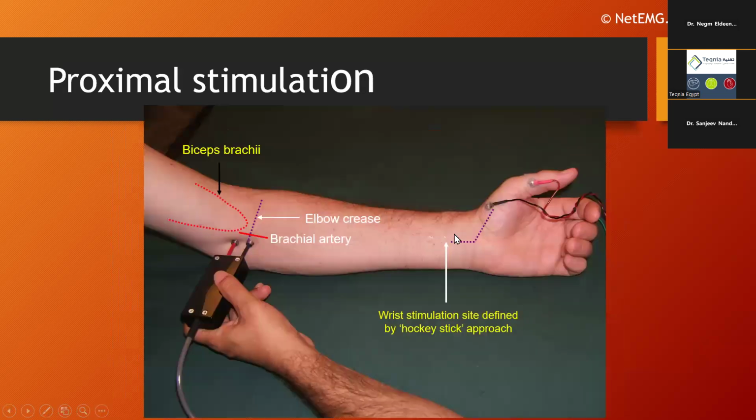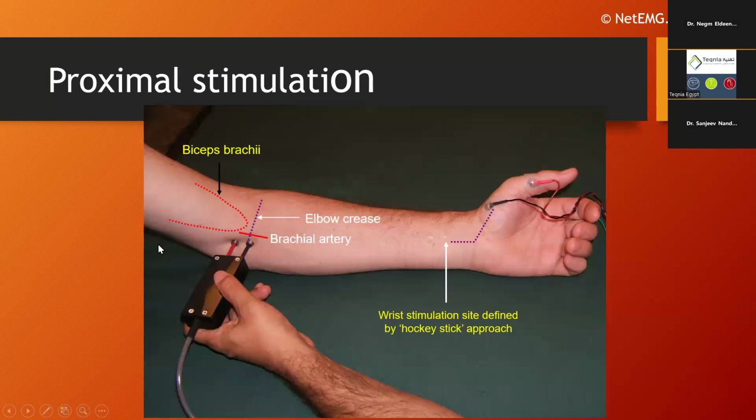So this was our distal stimulation. We define this site in many ways. Some people use a straight distance from the recording electrode to the stimulation site. Some use a hockey stick kind of measurement. And some laboratories use an anatomic landmark, such as distal crease, and then go 2 centimeters back. Any convention may be used, so long as you are doing it in a consistent manner and using reference values associated with the distance measurement.